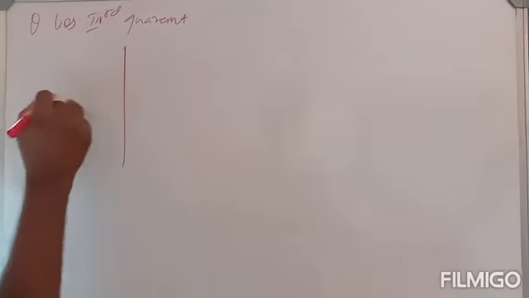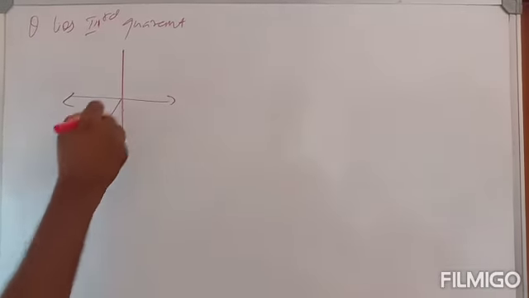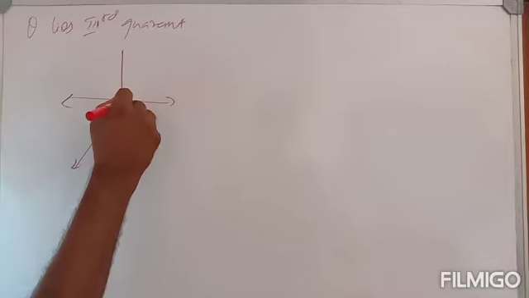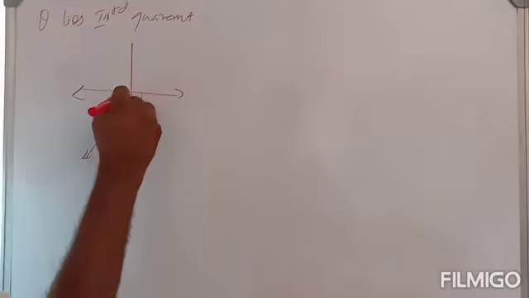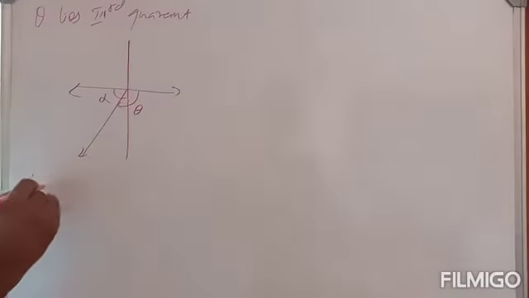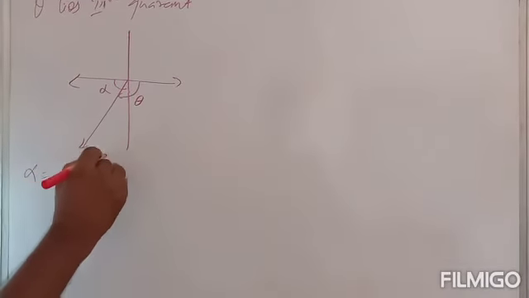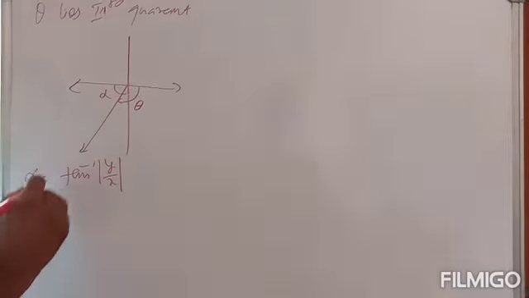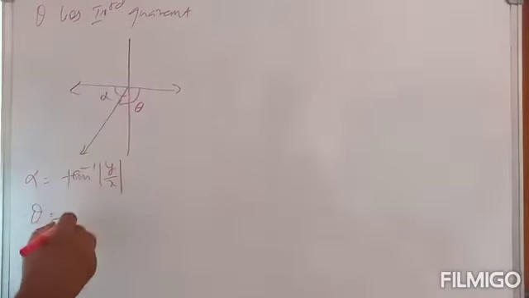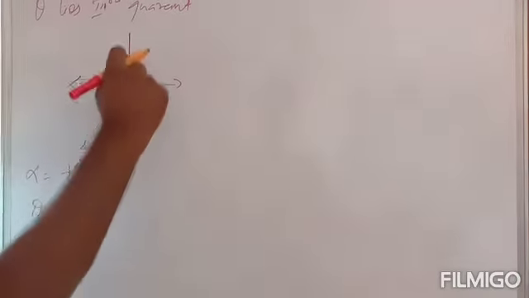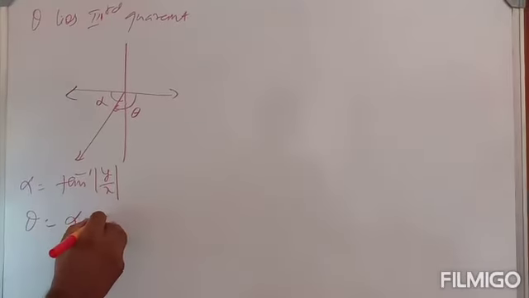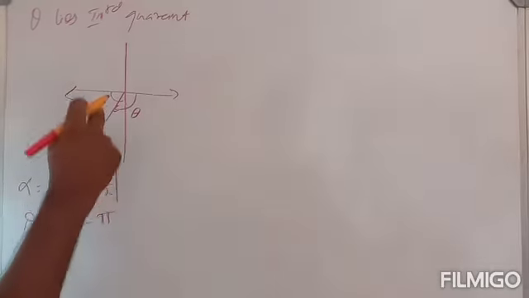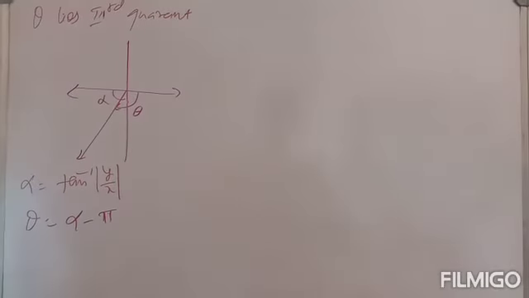If theta lies in the third quadrant, theta is measured from the x-axis like that. Here alpha equals tan inverse of modulus y by x, and theta equals alpha minus pi, because here theta is negative. The clockwise direction is negative, so theta equals alpha minus pi, or minus pi plus alpha.